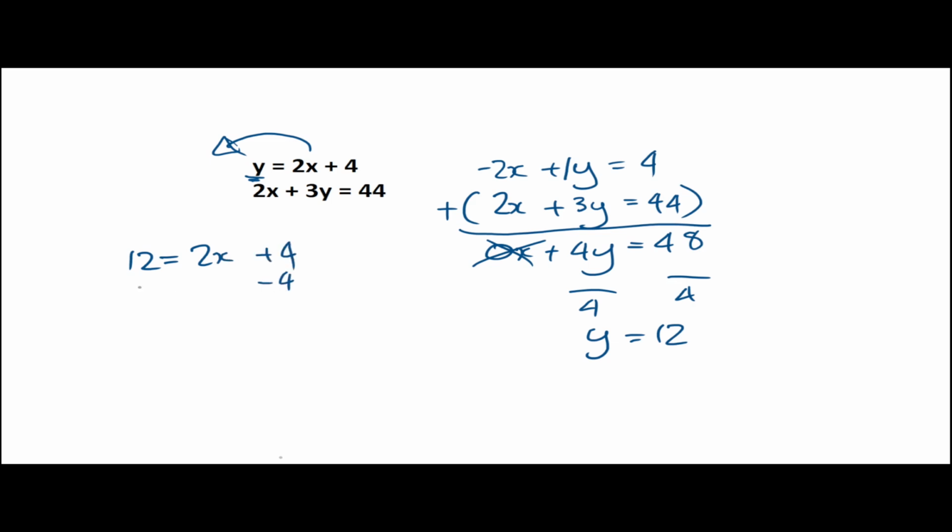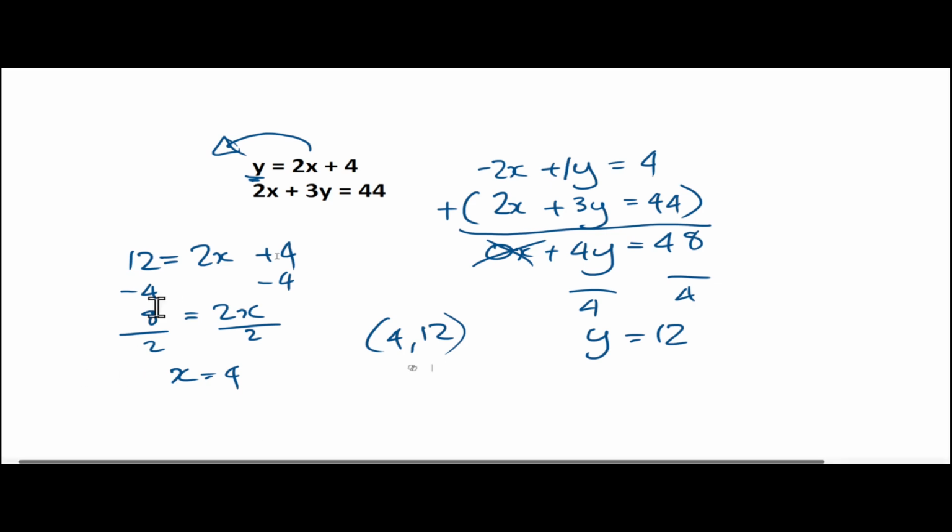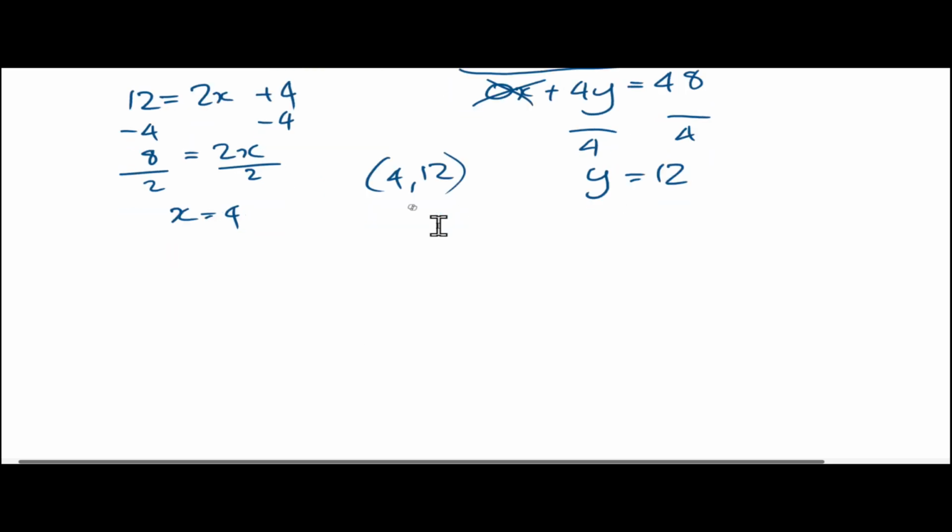I'm going to take 4 away from both sides. Divide both sides by 2. So x equals 4. And our solution is 4, 12. We would put it in that case because it's an x, y, and that's the sort of format that we like it in.